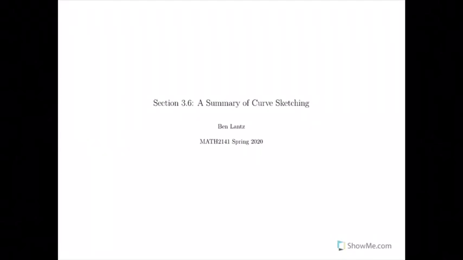In this section, we're going to be looking at a summary of curve sketching, or graphing a function. We're going to bring together a lot of ideas from pre-calculus, Chapter 1, Chapter 2, and Chapter 3 in order to properly sketch any kind of graph that we are given.